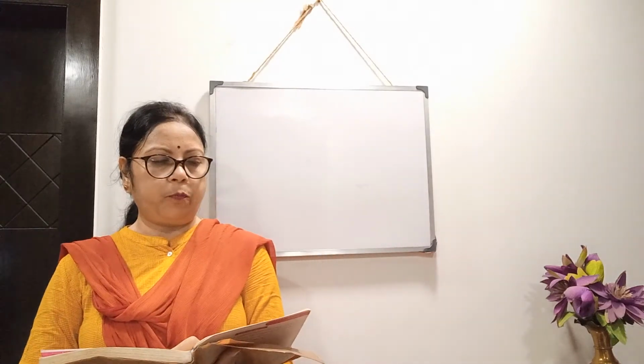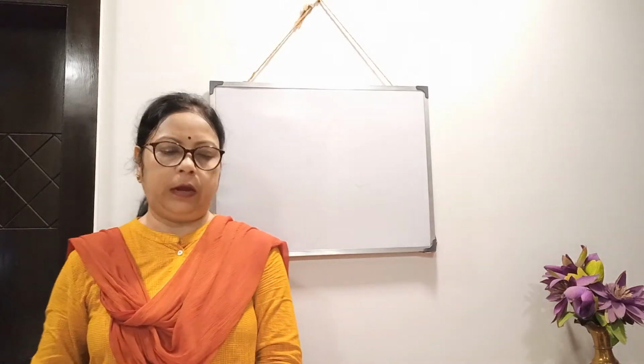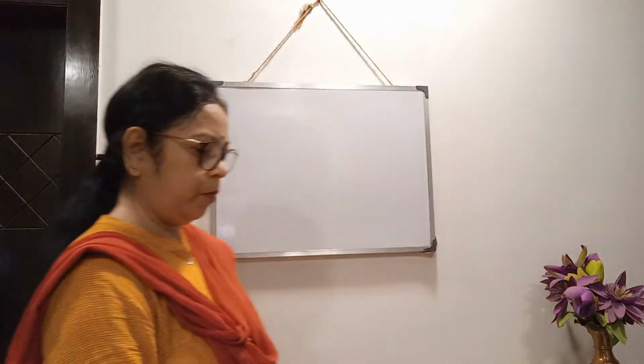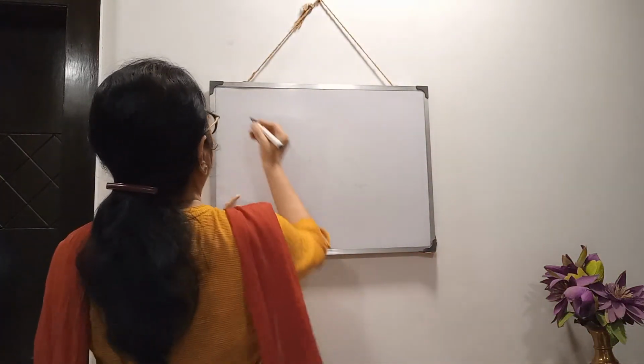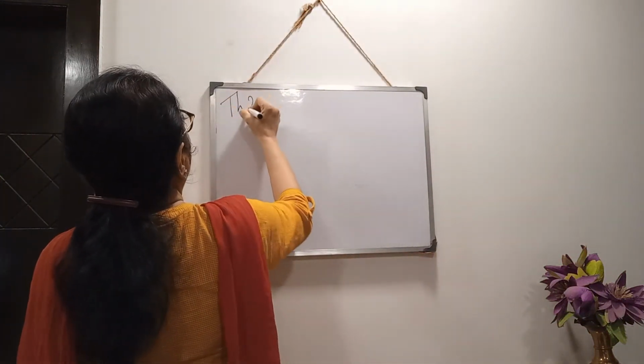Hello students, as your second unit test is coming, in this video you will get a revision video on theorem 20, theorem number 20. The statement is: prove that the line segment joining the midpoints of two sides of a triangle is parallel to the third side and equal to half of it. This is an important theorem.